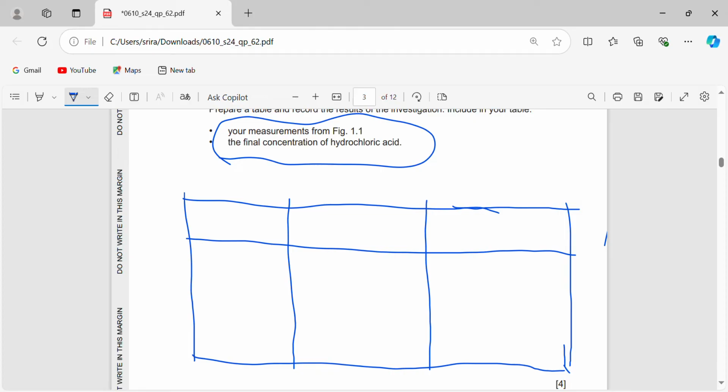I'll tell you what this is supposed to be. Test tube. Okay, that is supposed to be test tube. This is supposed to be final concentration of hydrochloric acid, but that is a bit big, so I'll just write concentration. And finally, this is height of agar jelly, but I can't write that, I don't have enough space. So height.